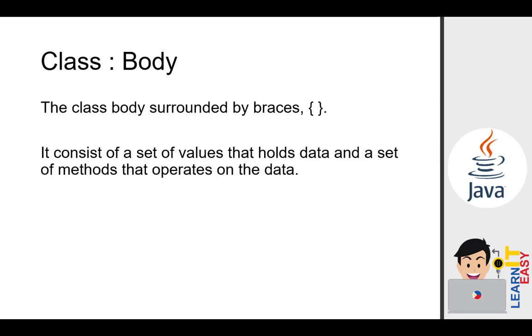It consists of a set of values that holds data and a set of methods that operates on the data. In our body we put all our source code, the data members, the methods, and etc. that will become the basis of the functionality of our object that can be created out of that class. So inside the body is where what others call the magic happens. But this is where the source code of our class is.